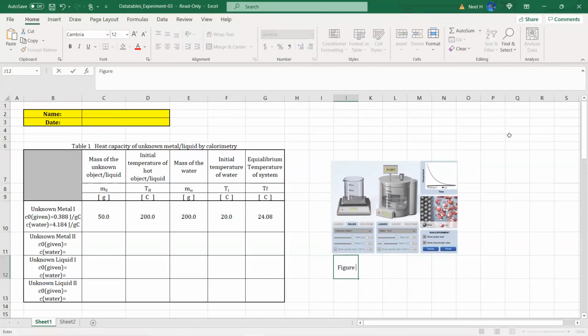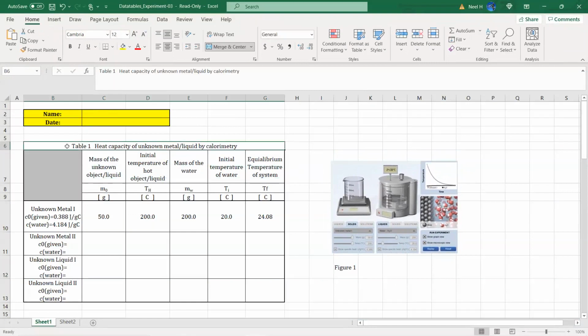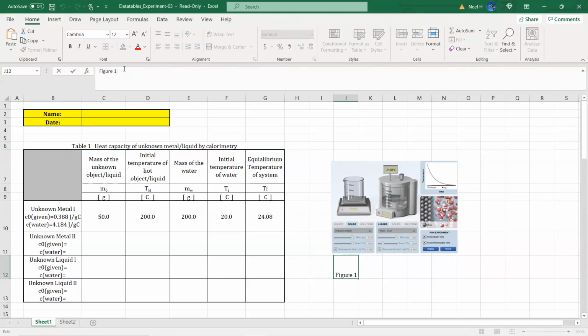If you have a simulator picture or any picture, make sure you name it as a figure. Usually the figure name goes below, while the table name goes on top of the table. Okay, that's the standard format in scientific publication, not industrial publication or anything. Okay. Figure 1, we can say heat capacity simulator. You can name it your way.